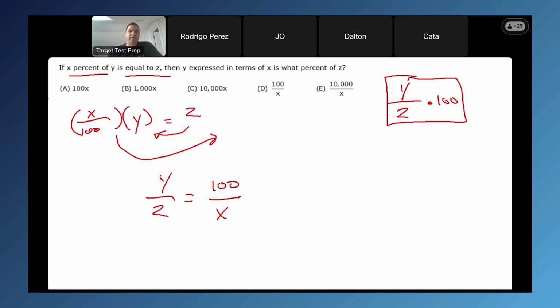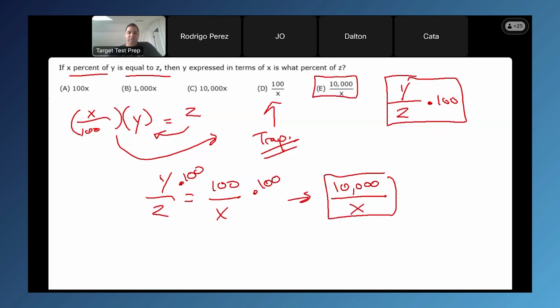Now, that's obviously where this trap answer comes in, because you have to multiply both sides by 100, and then once you do that, you get 10,000 over x. So the answer here is obviously E. So again, good job not falling for that trap. Looks like most of you didn't.